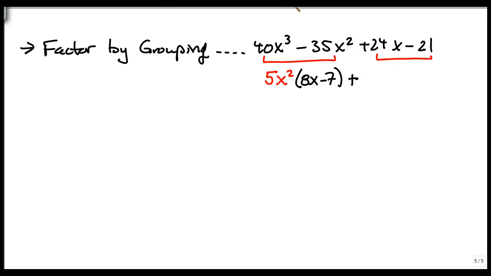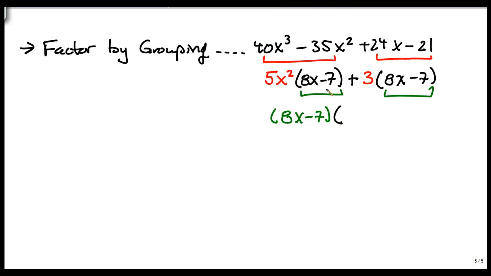Let's go ahead and pull out a 3. So 8x minus 7. 3 times 8x is 24x. 3 times negative 7 is negative 21. Now if you notice here, our GCF is 8x minus 7, so I could pull that out front. If I factor an 8x minus 7 away from my first term, my other term has a 5x squared remaining and a plus 3 in my second. So this is my factored form.